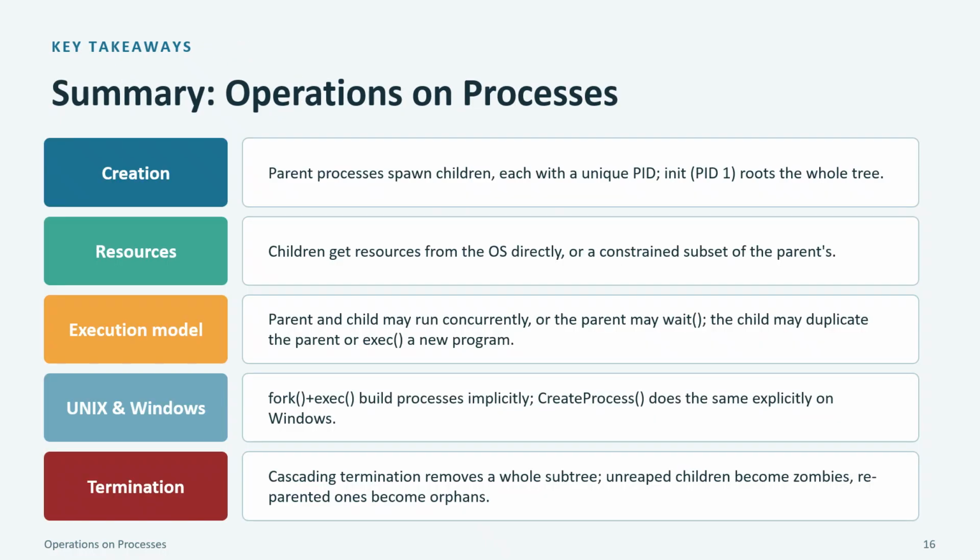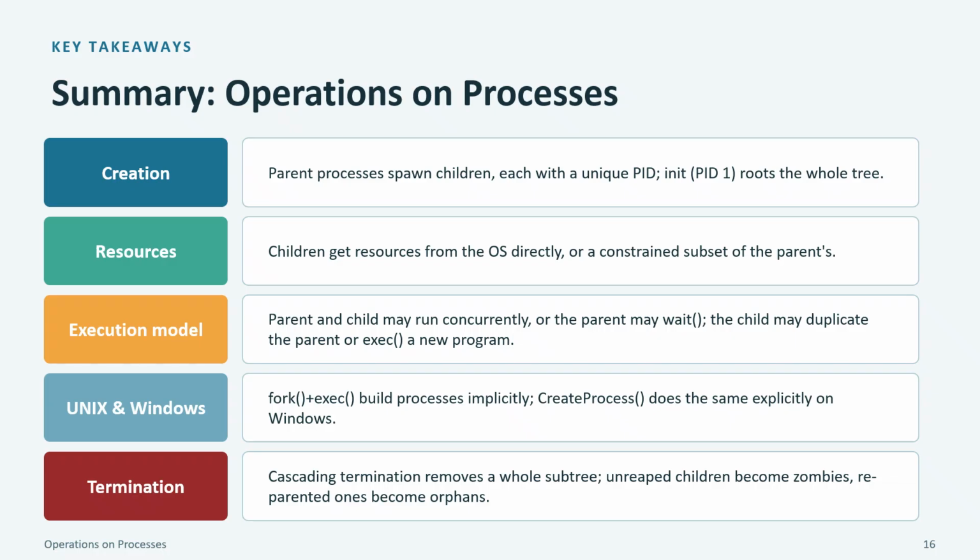Let us summarize today's lecture. First, process creation. A parent process can create one or more child processes. Each process has a unique PID. The process hierarchy forms a process tree with PID 1 traditionally serving as the root of the user process hierarchy. Second, resources. A child can receive resources directly from the operating system or can receive a restricted subset of the parent's resources. Third, execution model. Parent and child processes may execute concurrently. Alternatively, the parent may call wait and wait for the child. The child may initially duplicate the parent's address space and can then use exec to load a new program.